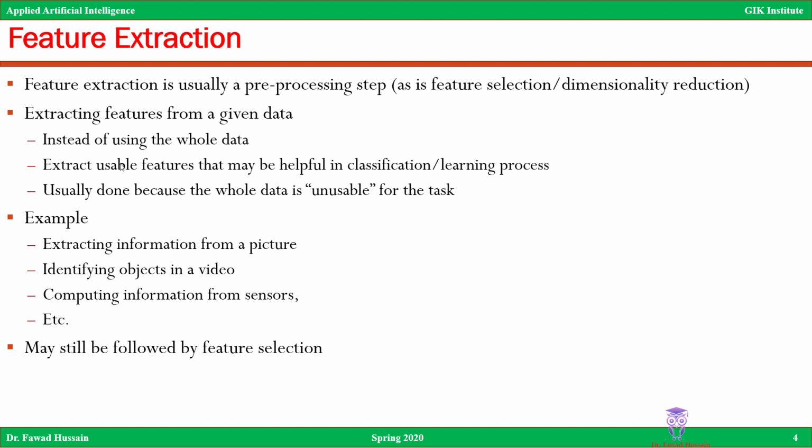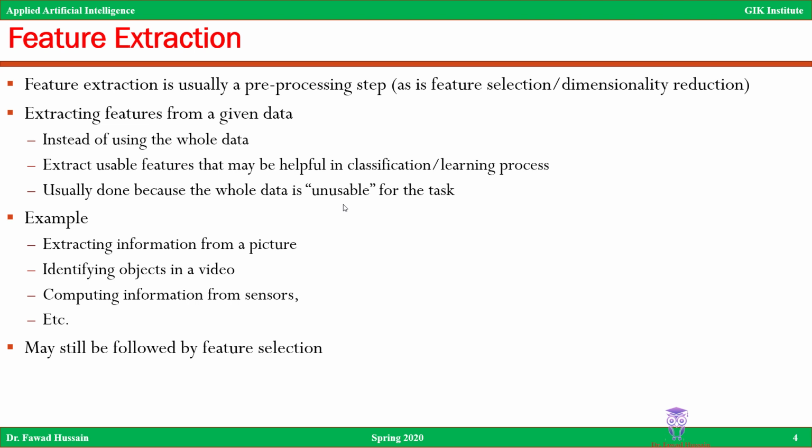If I'm using a video, maybe a YouTube video, I'm going to look at, is it showing people, is it showing animals, is it showing a cartoon, how many objects are there, how many people, are there buildings, are there cars. So the whole data is going to be the entire video. So when I say that the data may be unusable, it means that if I want to make a classifier, perhaps the entire video or the entire picture may be unusable.